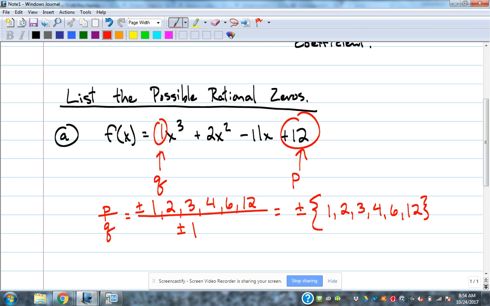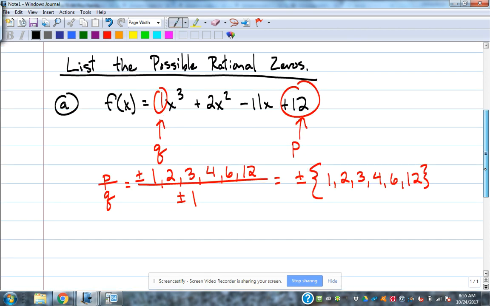Why is it 12, not 6? The plus or minus, we got positive and negative each one. Okay, so we've narrowed it down to, if there's a rational zero, it's one of those 12 numbers. And then I'll show you what to do after that. But here we're just making that list. That's our goal here, is just to make that list. Once we get that list, we can do some stuff with it.